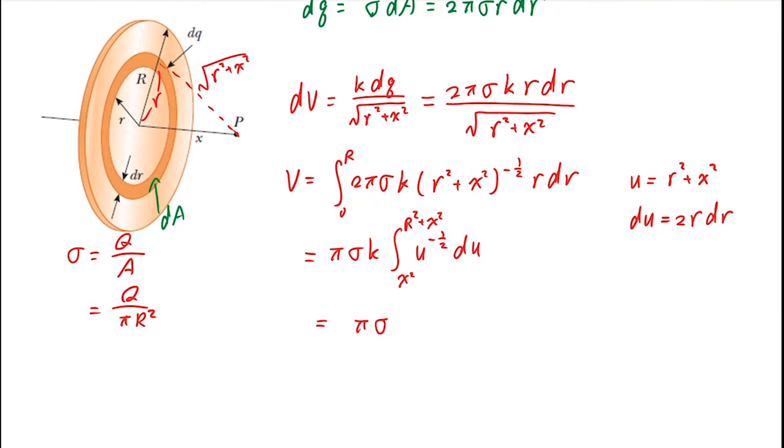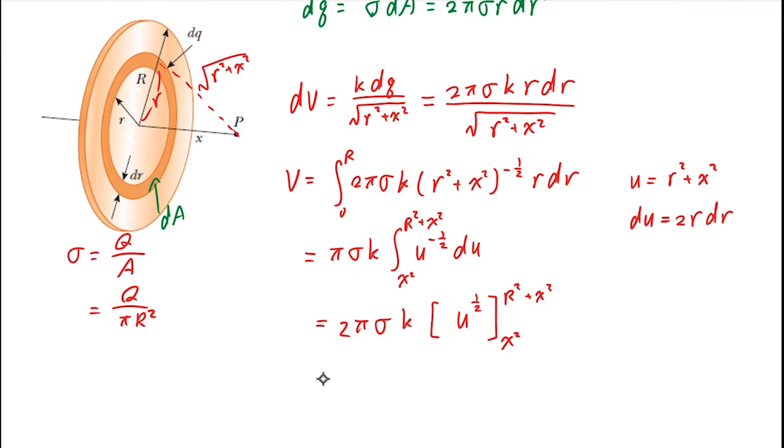So we have pi sigma k, and then this is u to the 1/2 power. Therefore, we put 2 here. Or we can put 2 inside, but I've taken it outside. And that varies from x squared to r squared plus x squared. Say yes.